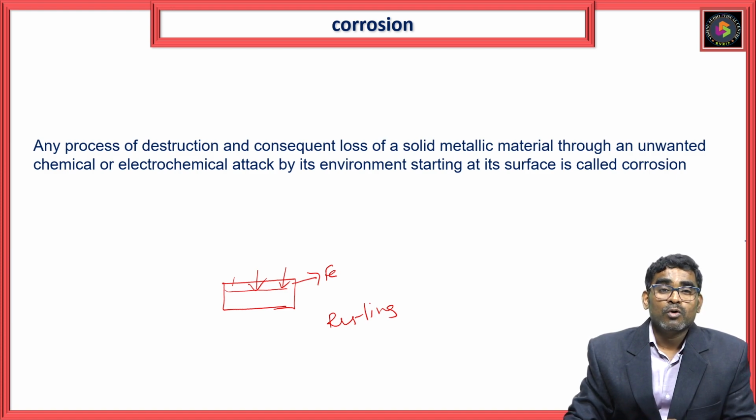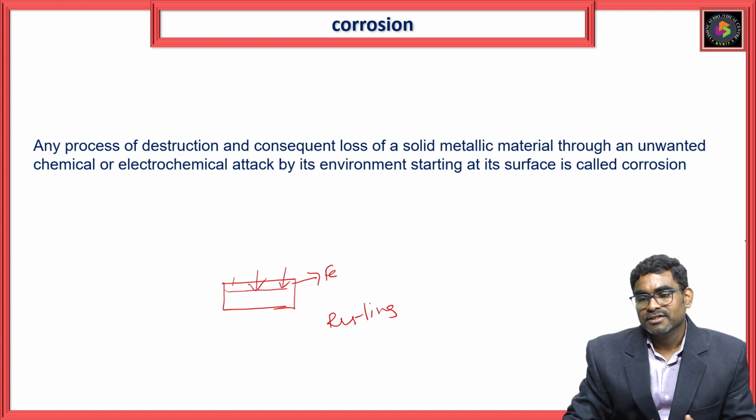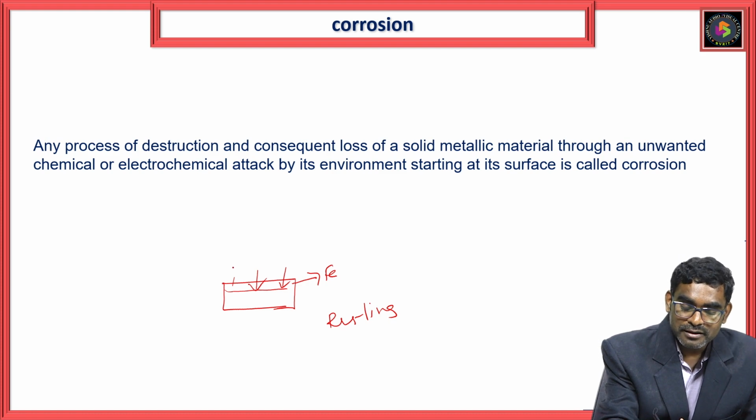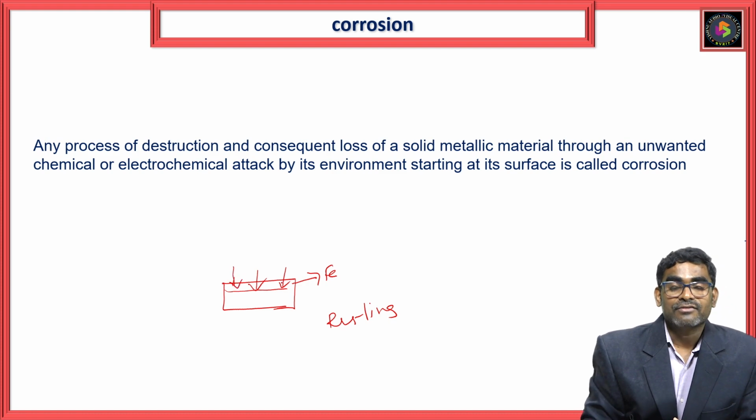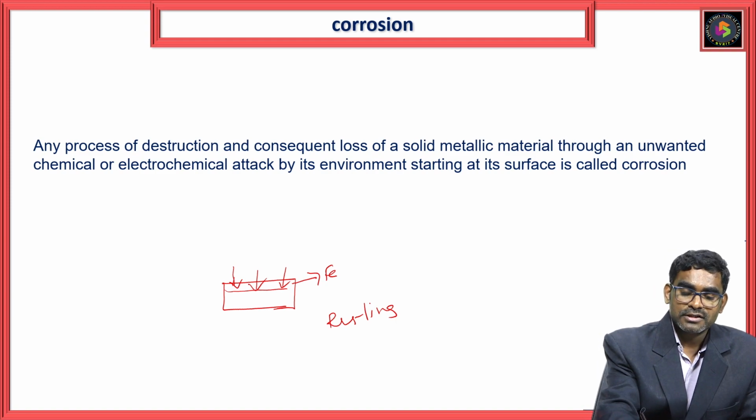Once again, what is corrosion? Any process of destruction and consequent loss of solid metallic material through an unwanted chemical or electrochemical attack by its environment, starting at its surface, is called corrosion. So all the environmental oxygen attacks the surface of the iron, and obviously this iron undergoes corrosion.